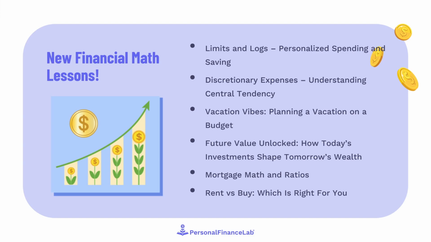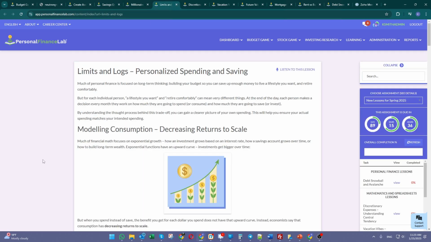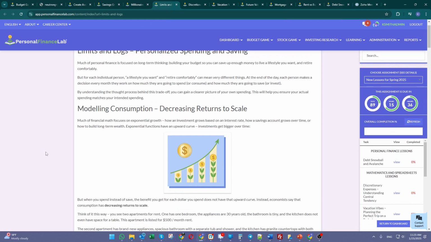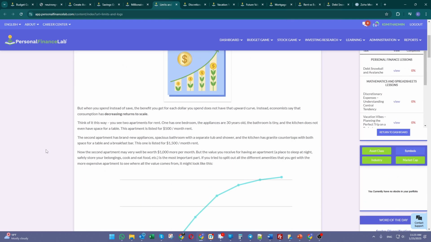So one example of the lessons that we have is limits and logs, personal spending and saving. Actually, let me pull them up and show you real quick. This one focuses on the economic concept of utility to show students how to think about things with decreasing returns to scale. If you spend $100 on a pair of headphones versus $150 on a pair of headphones, the quality you get at the higher price is probably going to be better, but it might not be 50% better.